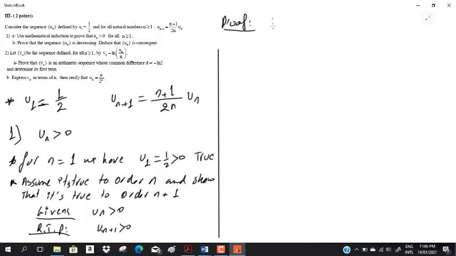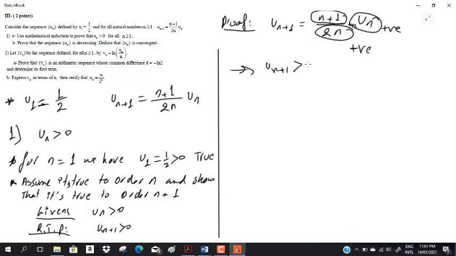We have un plus 1 equals n plus 1 over 2n un. As you know, 2n is positive because n is greater than 1, and n plus 1 is positive, and un is positive. So all the terms are positive, so un plus 1 is positive, and the property is true. This is part A.